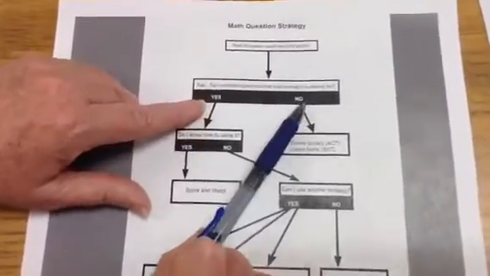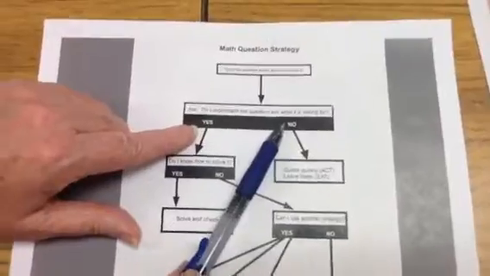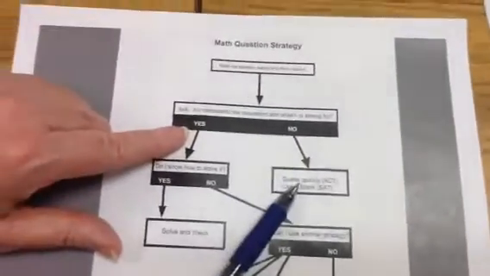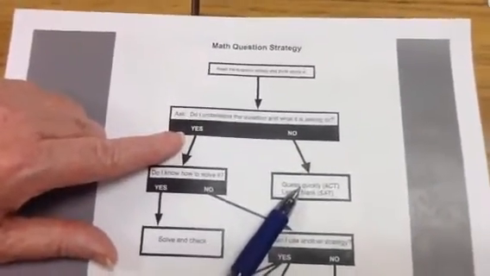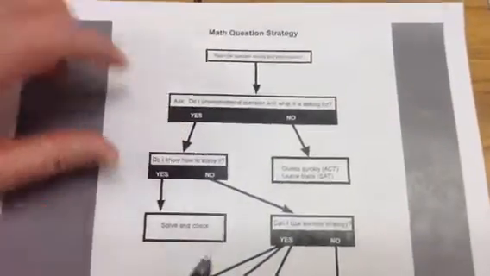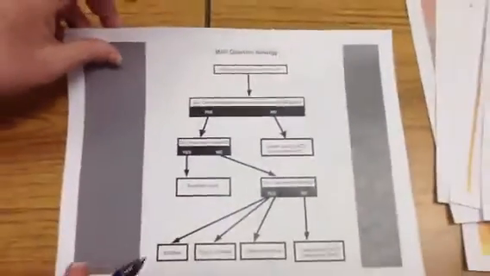If your answer was no up here, where you didn't understand the question, you didn't know what it was asking for, then again, you're going to guess and you're going to move on. The main thing I want you to remember, go slow on the ones you know.